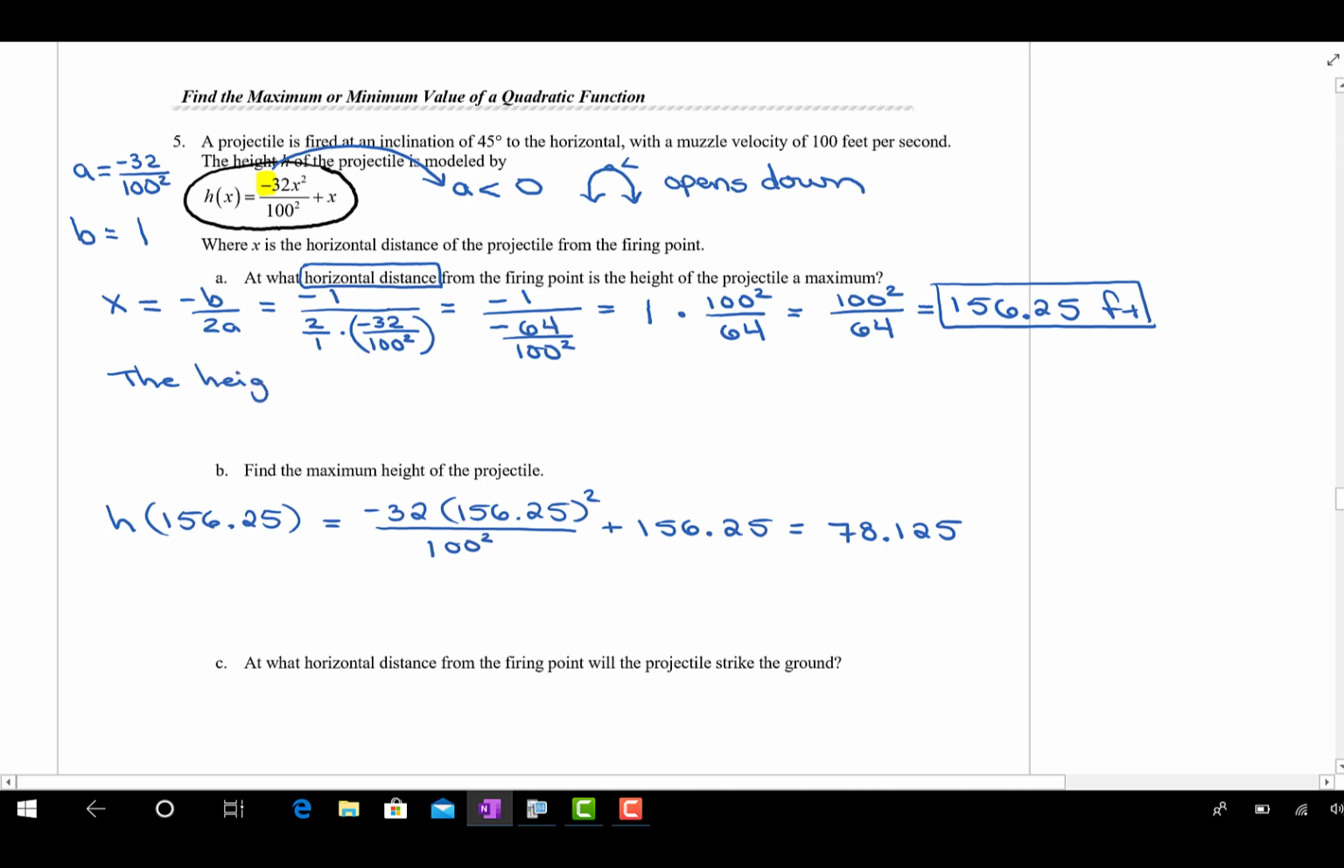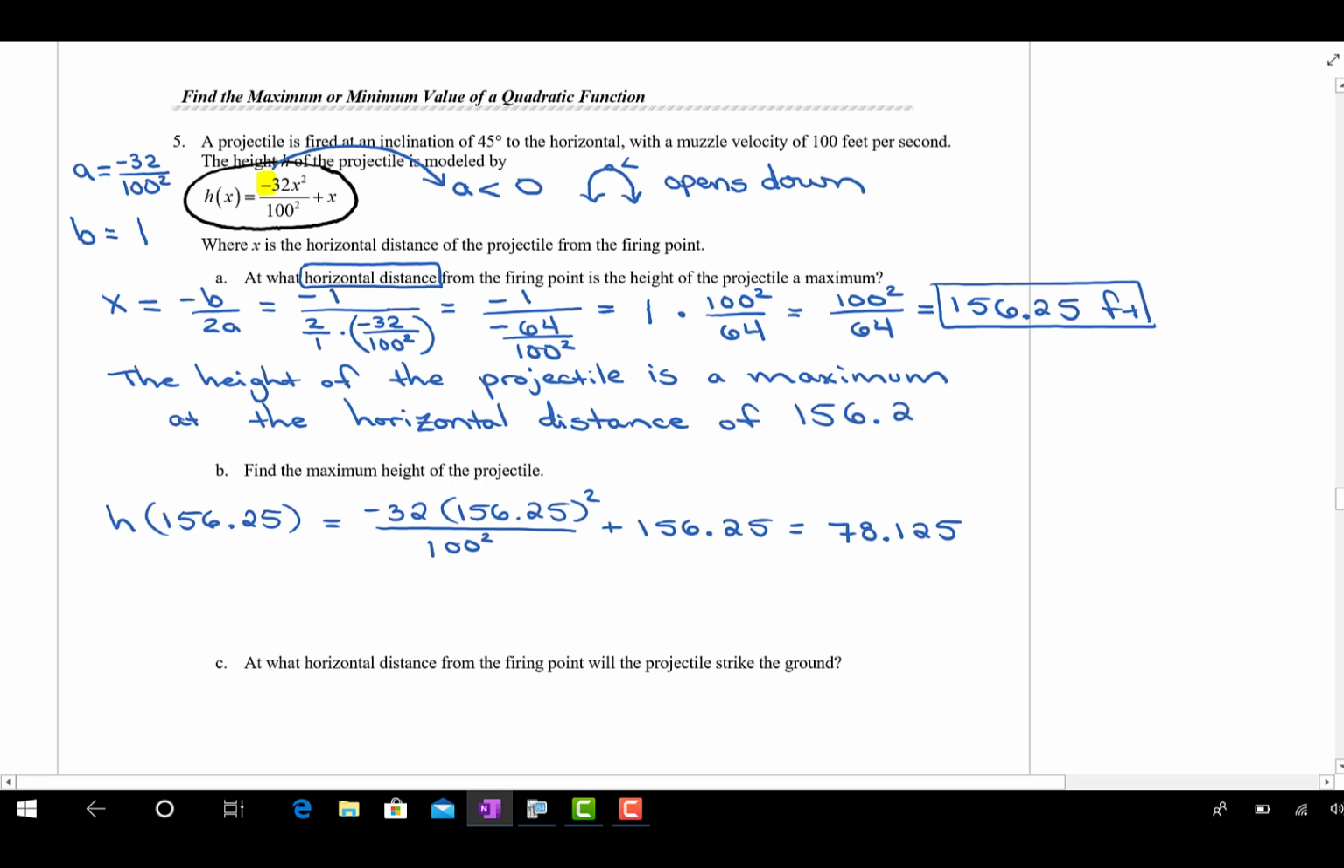Let's go ahead and write our answer nicely. This always impresses me when students do things like this on their tests. The height of the projectile is a maximum at the horizontal distance of 156.25 feet. So this looks very nice and very impressive, and it shows that you understand what you're doing.